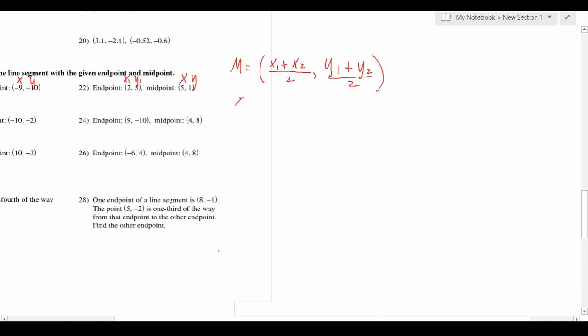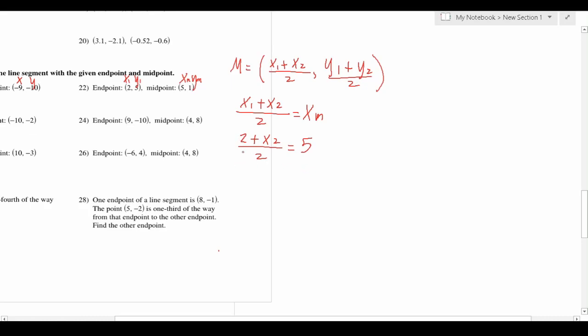Again, if we pull this out, we would have x1 plus x2 divided by 2 equals the x value of this midpoint. So let's call this xm and ym if we want to. xm. Let's plug things in accordingly. X1 we've already identified, it's 2, plus x2 divided by 2, and xm, referring to the x value in the midpoint, is going to be 5.